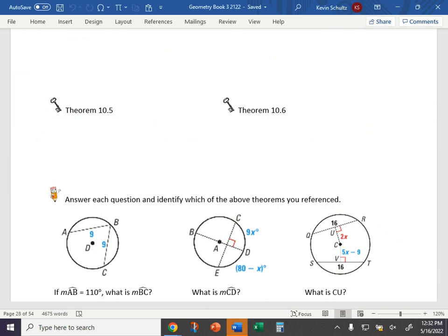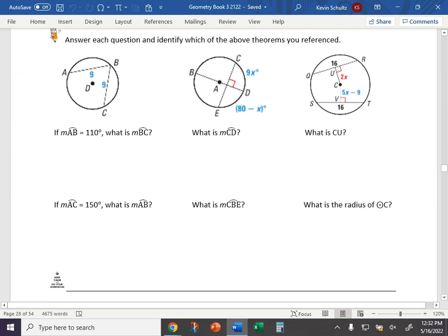Let's go. Answer each question. Identify which of the above theorems you referenced. The first one, if the measure of arc AB is 110, so by arc AB, we're referring to the shortest distance from A to B there, right? We know it's a minor arc, two letters there, 110. What is the measure of arc BC? So what we know is the measure of arc AB. We're trying to find the measure of arc BC.